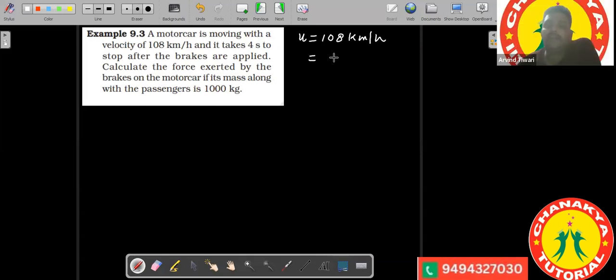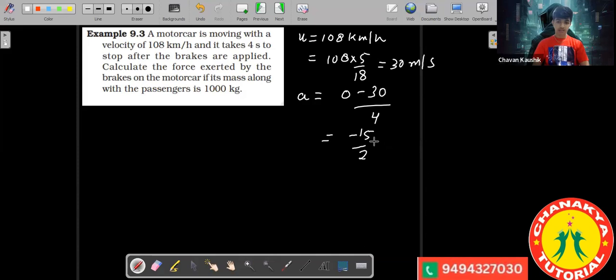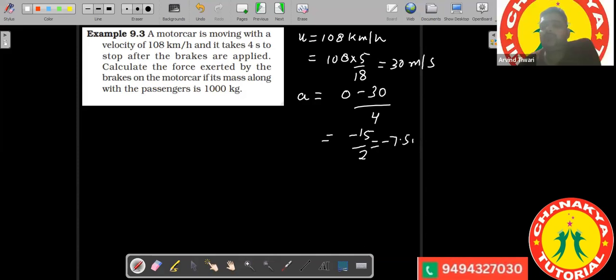This is initial velocity 108 km per hour. Converting it to meter per second, it's 30 meter per second. Then calculate your acceleration, which is 0 minus 30 divided by 4. So it's minus 30 by 4, negative 15 by 2, which is negative 7.5 meter per second square. Force would be 1000 multiplied by minus 7.5. So it's negative 7,500 newton.